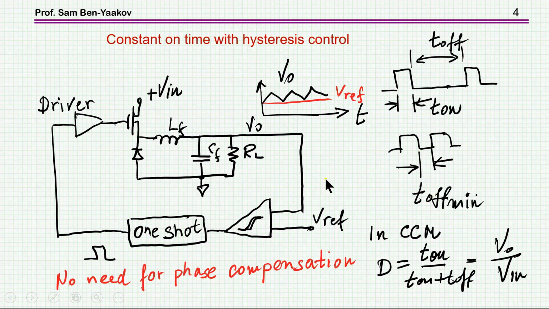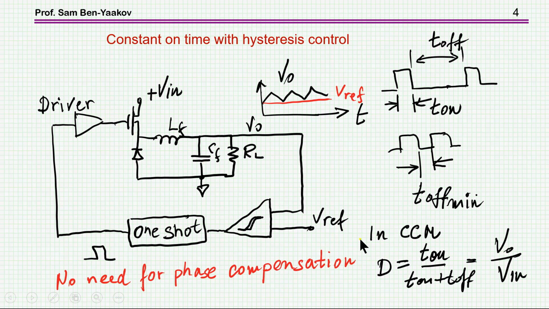Now, it is important to realize that no matter what the control is, as long as we are talking about CCM, and I'm now concentrating on continuous current mode operation, still the duty cycle, which is T on over the total period, is V out over V in, like in any buck. That is independent of the way we are generating the pulses.